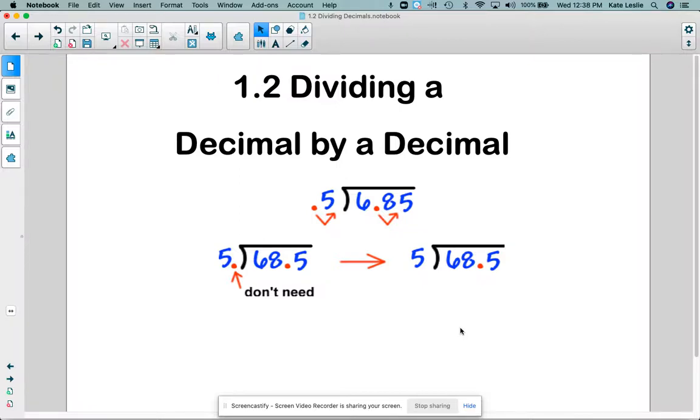Everyone. Today we're going to be talking about how do we divide a decimal by a decimal. Earlier we learned that when there is a decimal in the dividend, all we have to do is bring it up into our quotient and then we can divide as normal. Today we're going to talk about what happens if we have a decimal that's in our divisor and in some cases also in our dividend. What do we have to do? Let's go ahead and get started.